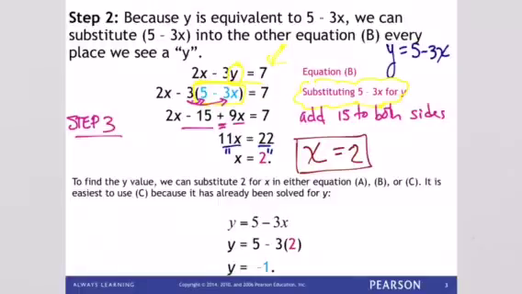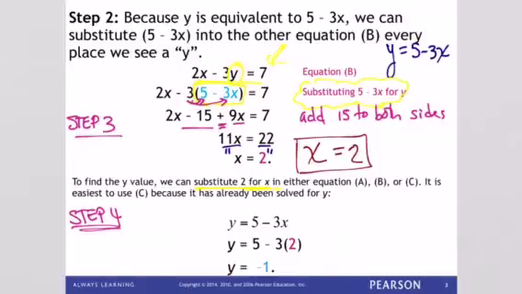At the end of this slide, I'm going to give you the steps for this. This is step 4, and in step 4, we're going to substitute again. Since we now know that x is equal to 2, we're going to take any of the equations. It doesn't matter which one.